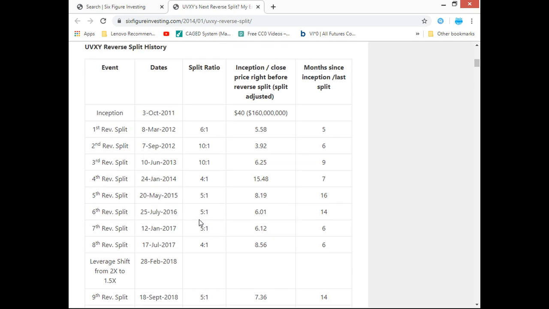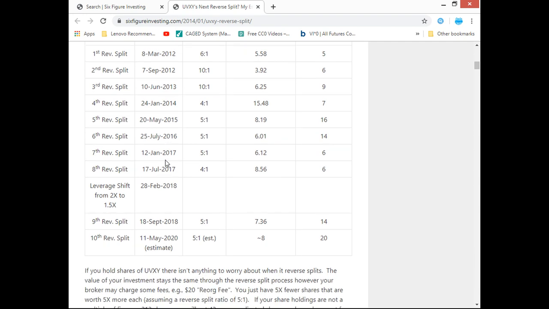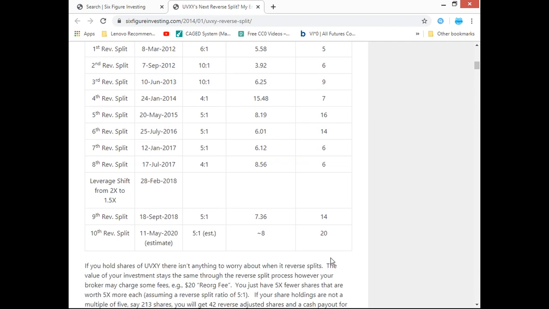If you had invested $1,000, now it's worth like 1 penny or something. But here's a list of all the reverse splits we've had since 2011 when UVXY started. It started trading around $40, and we've had all these reverse splits. The last one was in September of 2018, but we had 2 in 2018, 2 in 2017.